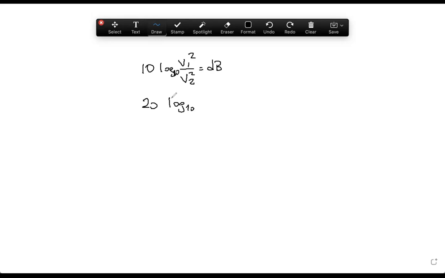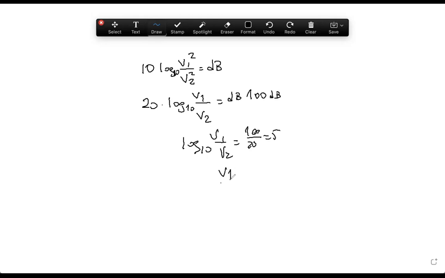So for this voltage, it is like this, right? 20 times log of this gives the dB of the ratio. So I found 100 dB. What does it mean? Log 10 of V1 over V2 is equal to 100 divided by 20, which is 5. V1 divided by V2 will be 10 to the power 5, which is 100,000.